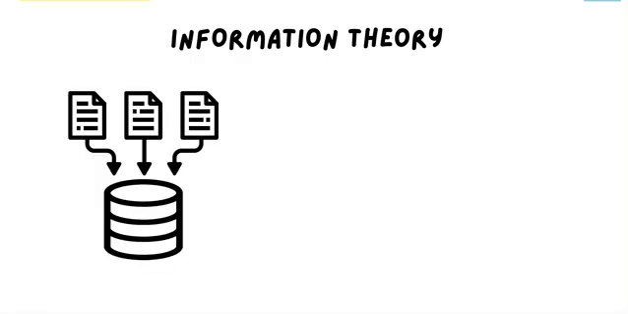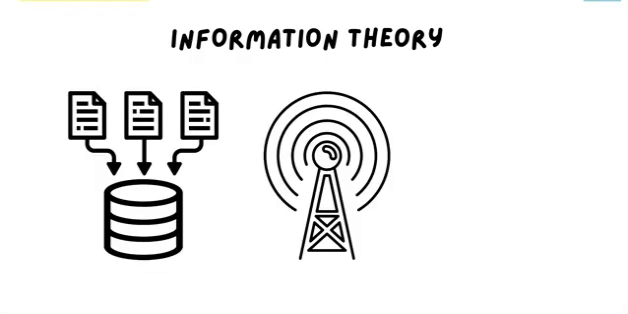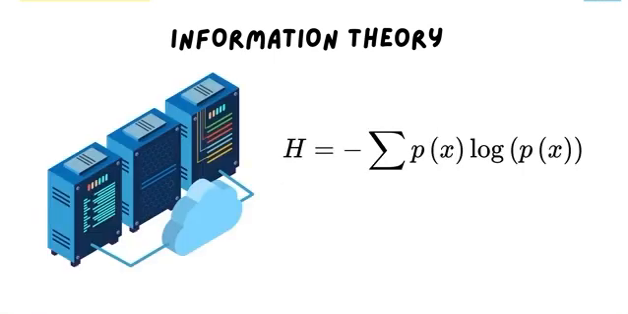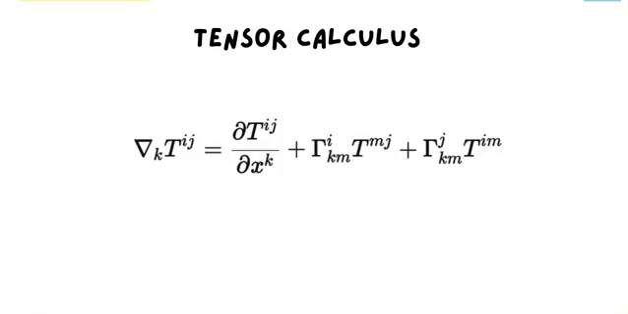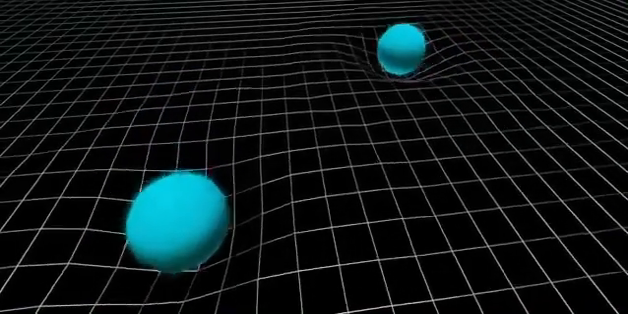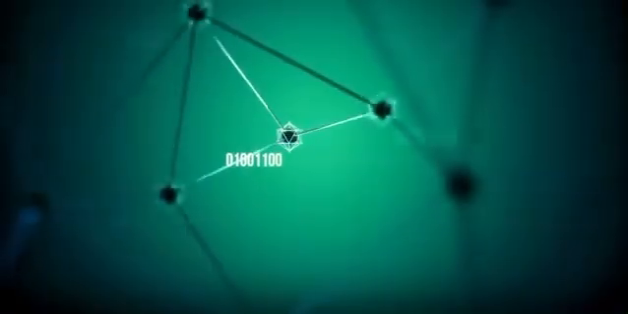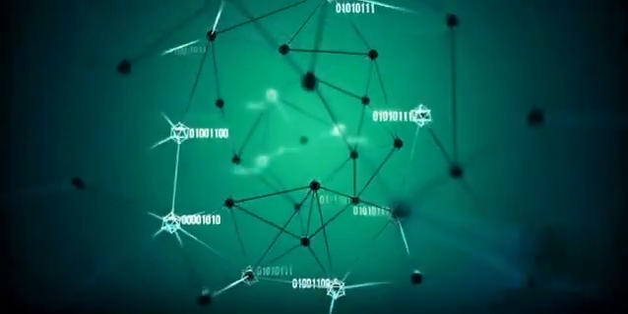Then we have information theory, which is the mathematical study of data compression, transmission, and processing, focusing on how information is measured, stored, and communicated efficiently. Lastly, we have tensor calculus, a mathematical framework used to describe relationships between multidimensional quantities, making it essential in relativity, machine learning, and physics.